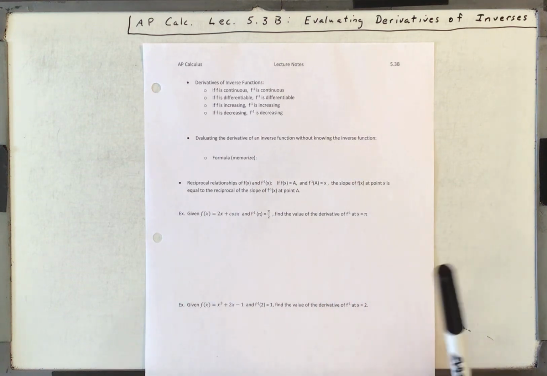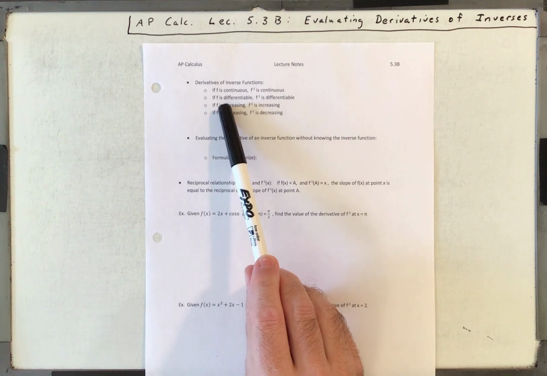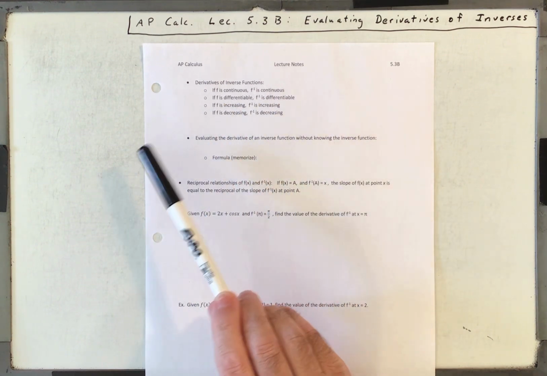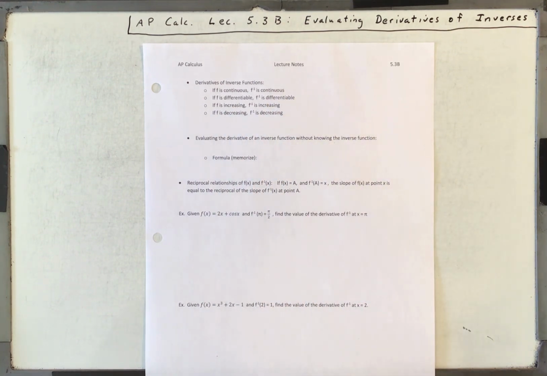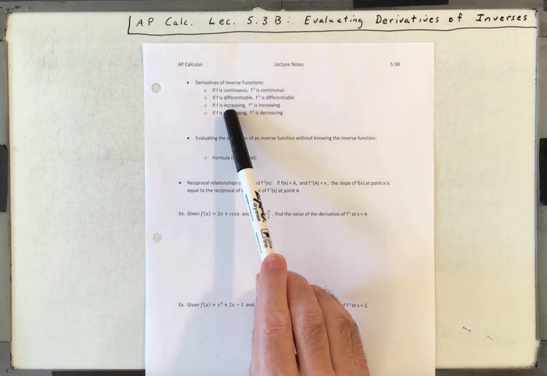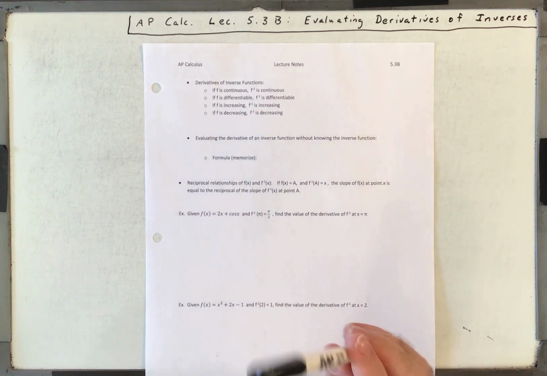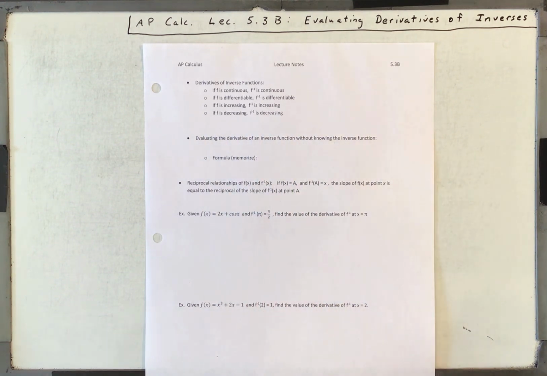So a few facts about derivatives of inverse functions. If f is continuous, then its inverse is continuous. If f is differentiable, then its inverse is differentiable. If f is increasing, its inverse will also be increasing. And conversely, if f is decreasing, its inverse is also decreasing.